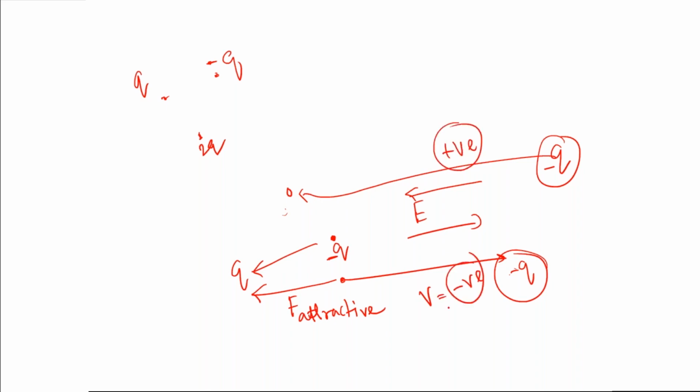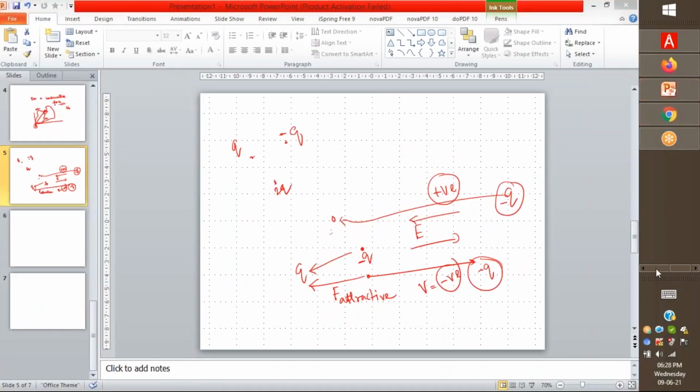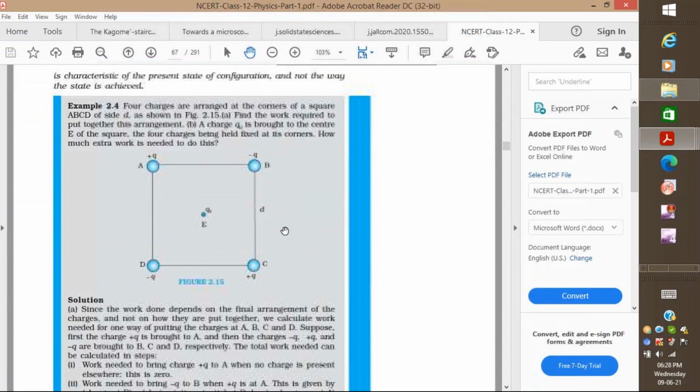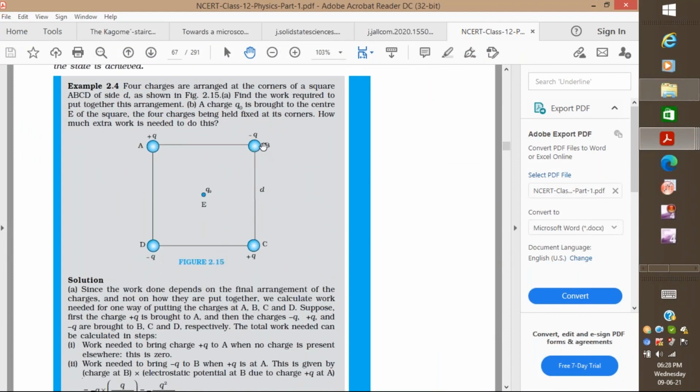There is a nice example in your book. I'll just give you the summary of this problem. There are positive, negative, all types of charges. There are four charges initially, and this is actually a square. At each vertex you have brought some charges like Q, minus Q, and so on. You have been asked to find the work required to make this kind of arrangement. That means how much work you have to do.